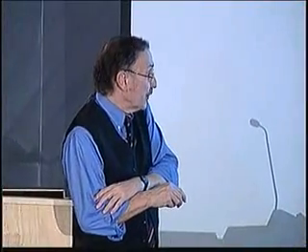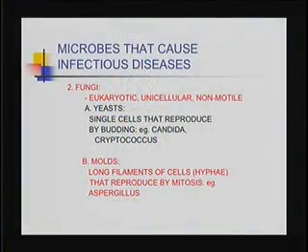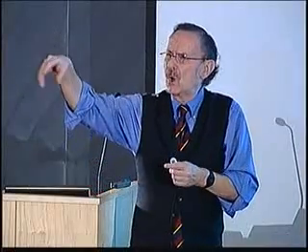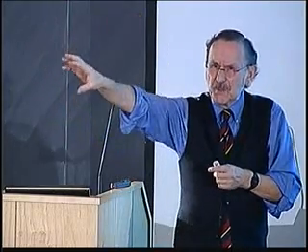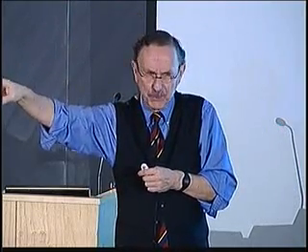The mold forms, on the other hand, are long filaments of cells, technically called the hyphae, that reproduce by mitosis, where one cell makes two. And the organism that you know, because it's the green mold on the orange that sits in the back of the refrigerator for a month or two, you've all experienced that, is Aspergillus. Very important cause of human disease.